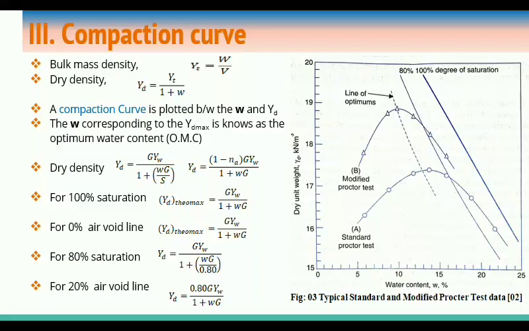This means that for a particular water content, the dry density will come out different for the 100% saturation line versus the 80% saturation line or the 20% air void line. So this would not be the same. We can say that the 100% saturation line is equal to the 0% air void line, but the 80% saturation line is not equal to the 20% air void line. Are you getting my point? Okay.